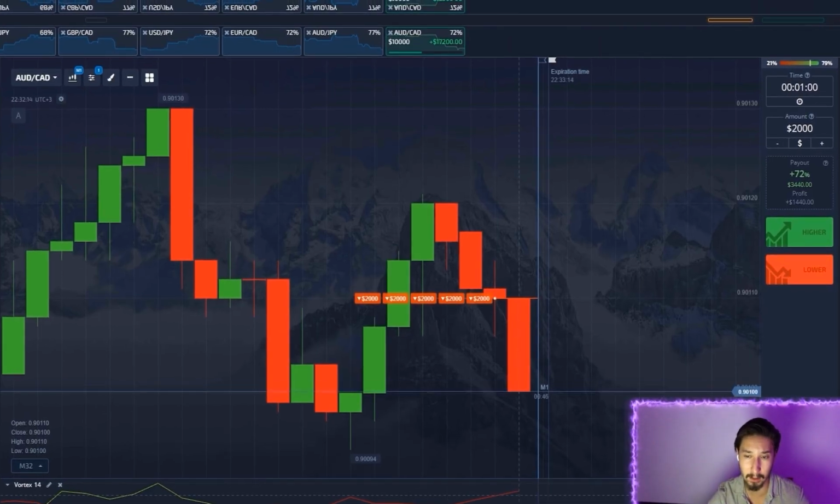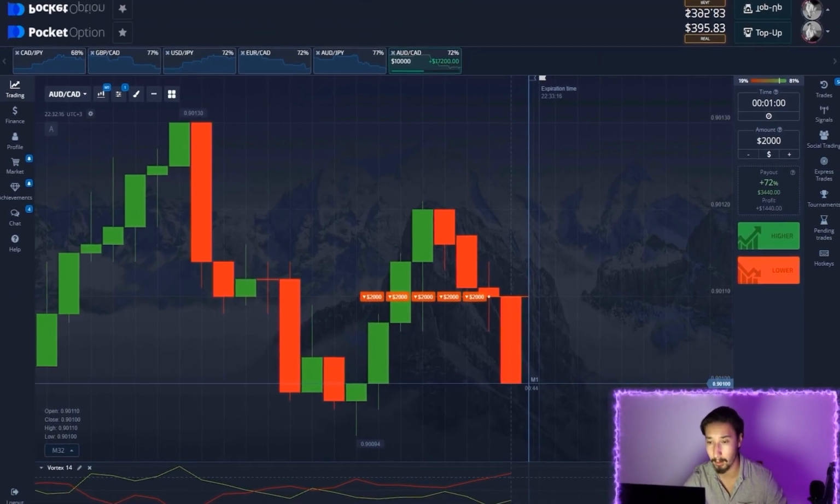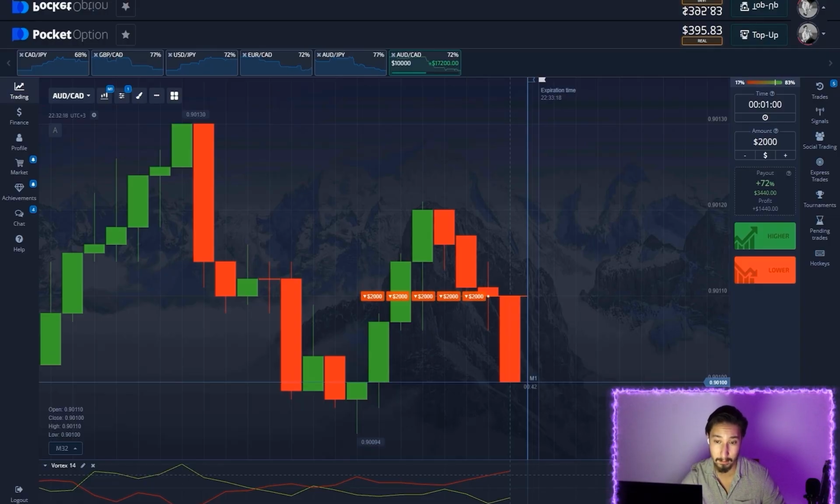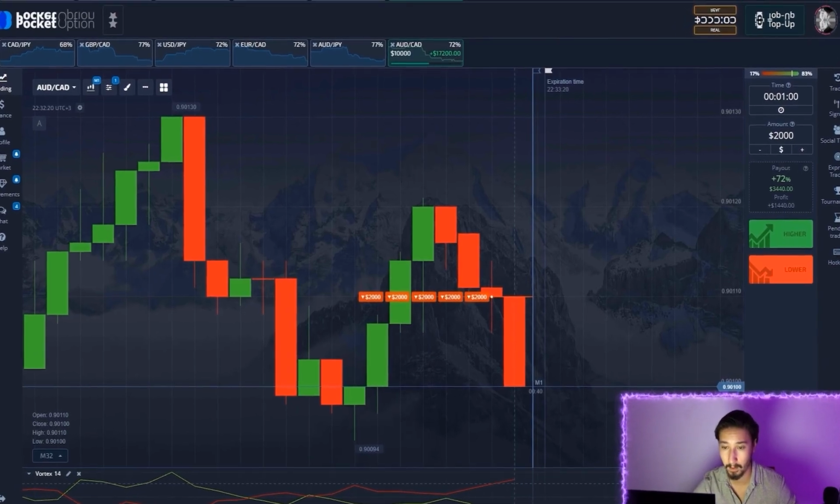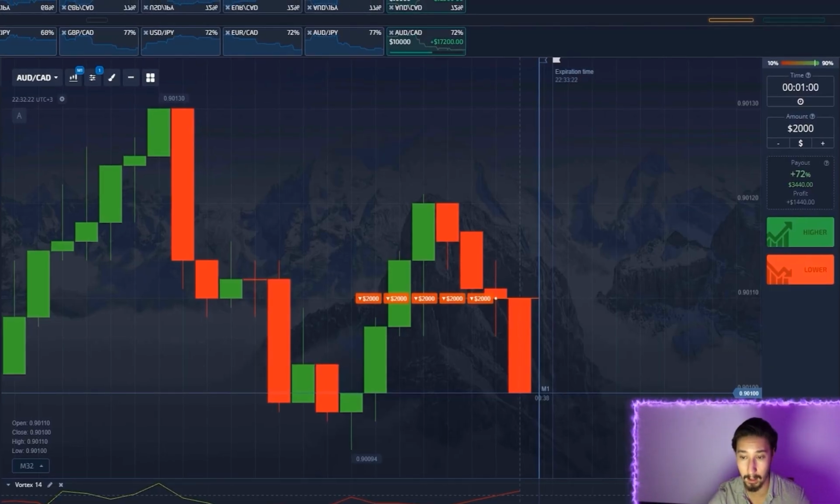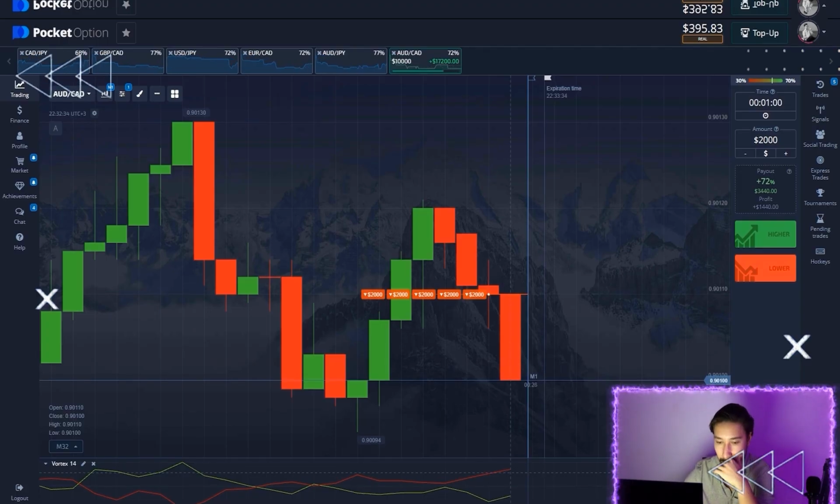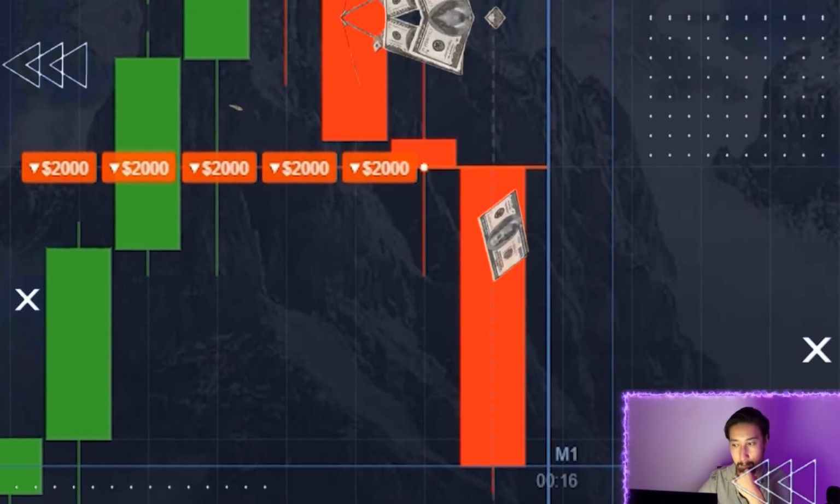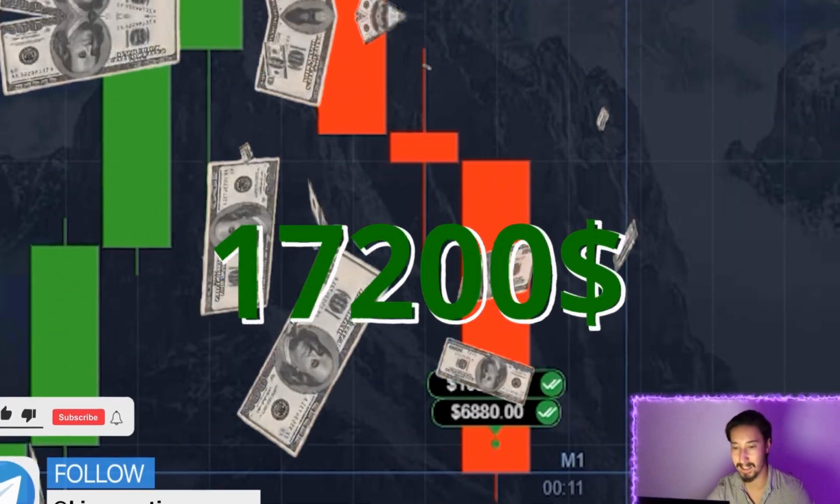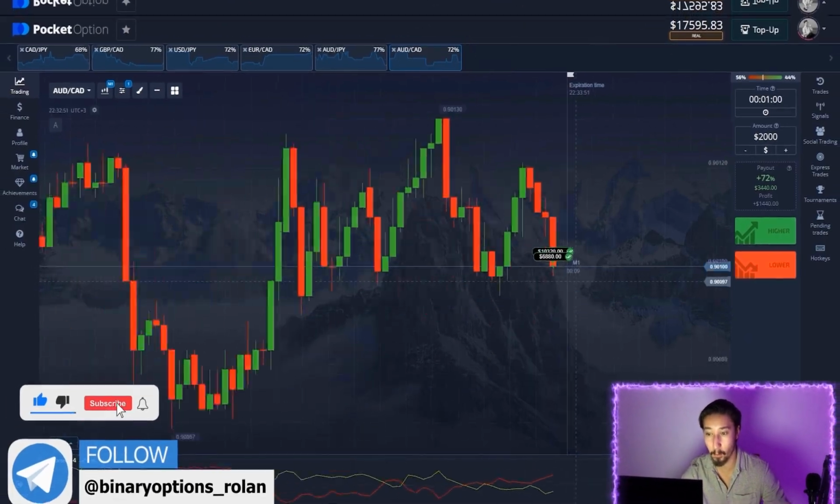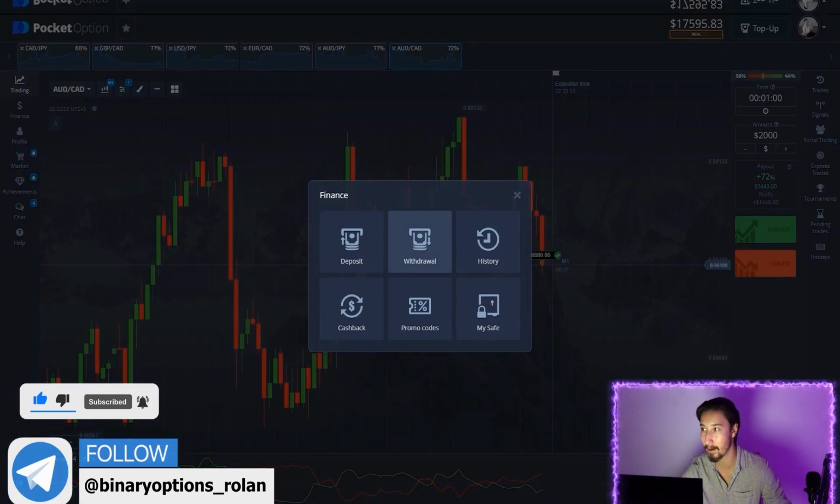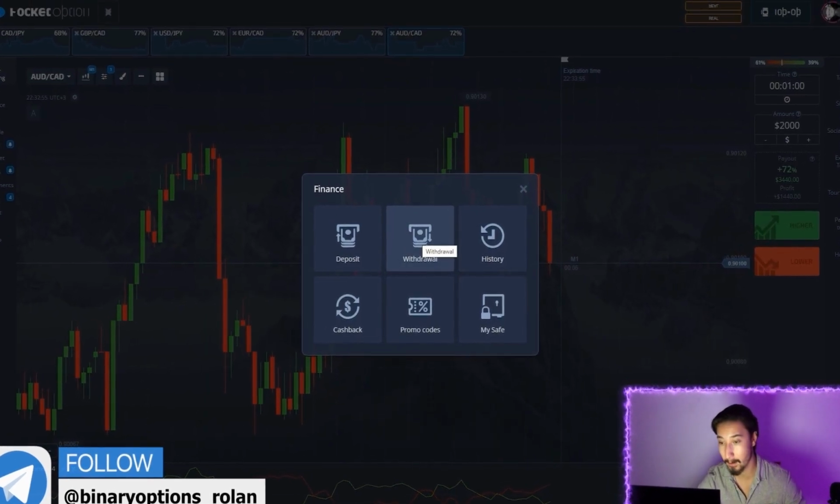Also, we don't have a clear trend on the chart. We can play it out this way. The price updated its local high recently, and now is the time for correction. Nice, all our positions are in profits, guys. That was insane. You see that we have $17,000.